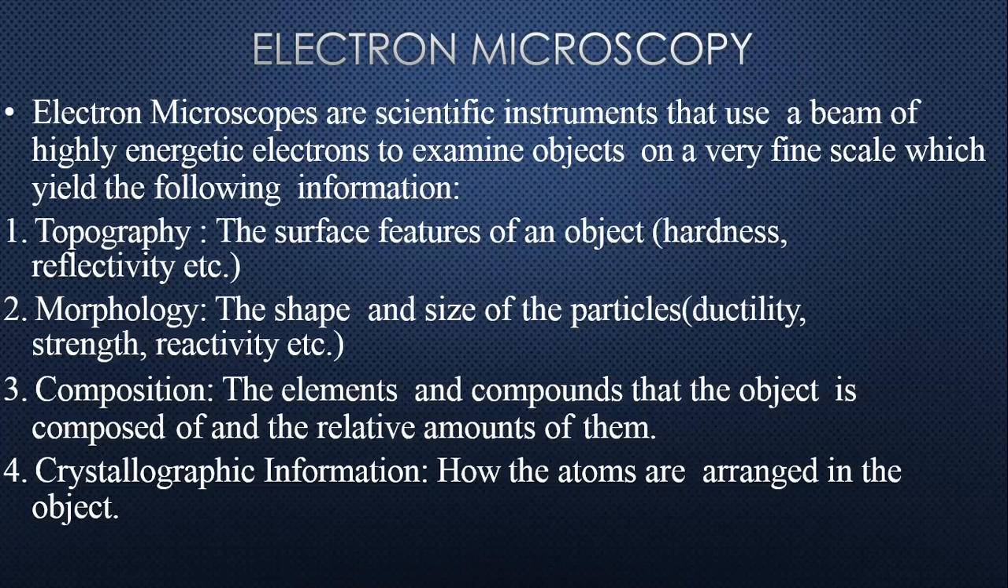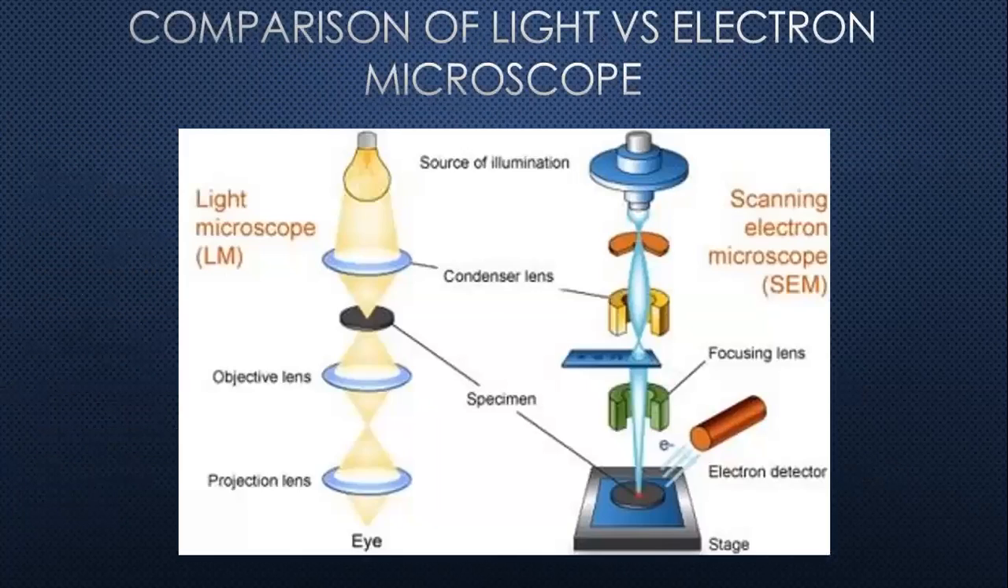So these are the four different pieces of information that may be important in the characterization of nanoparticles: topography, morphology, composition, and crystallographic information.